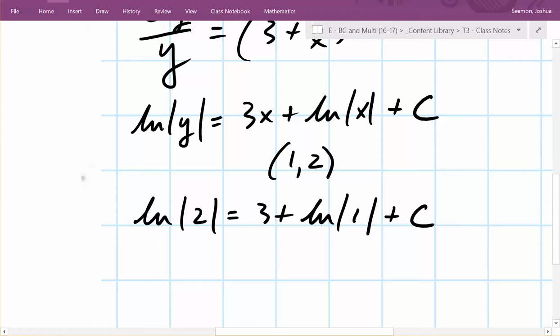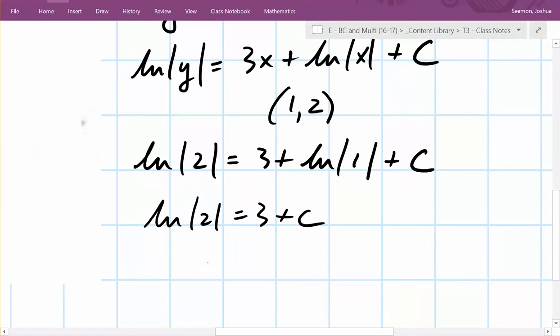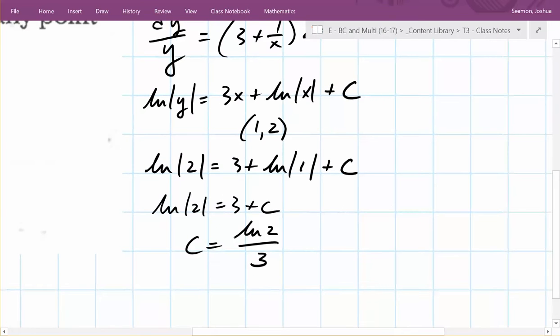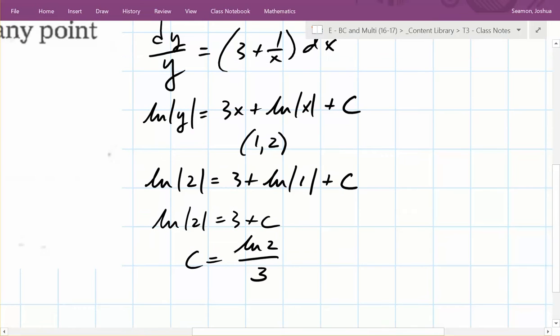Is that correct? How am I doing so far? Is that good? Okay. So what is ln of 1? 0. So what do you have here? ln 2 equals what? 3 plus c. 3 plus c. So what does c equal? ln 2 minus 3. ln 2 over 3? Like that? Is that correct?